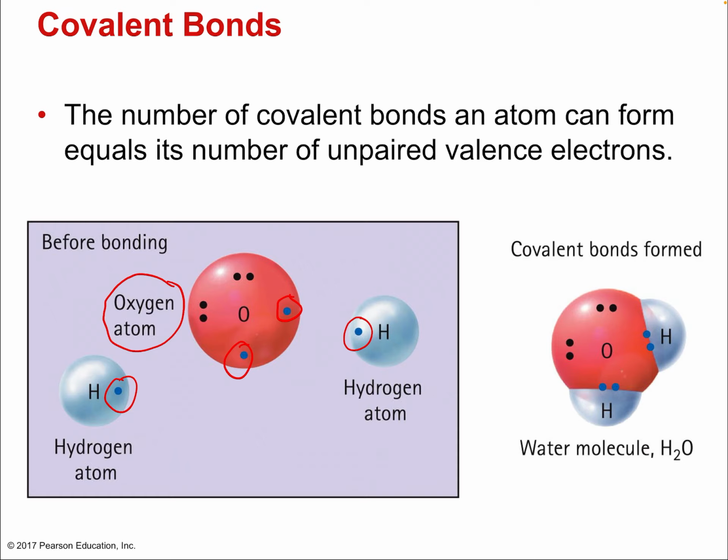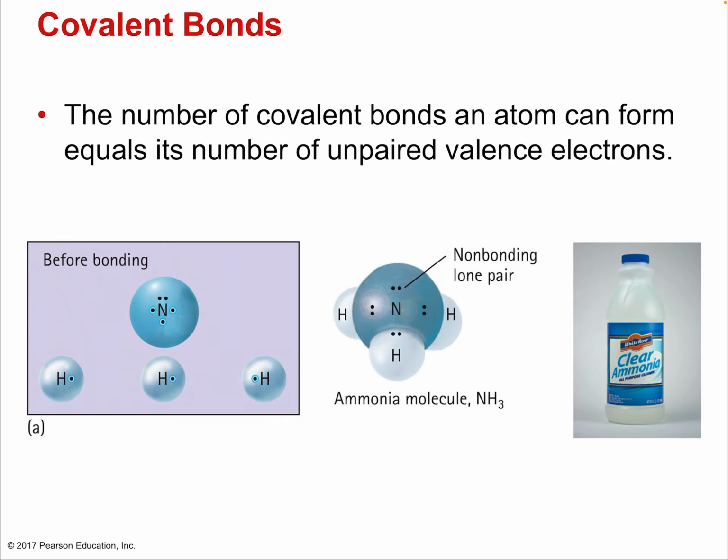So then we can take those two hydrogens and the one oxygen and pair up. Shown here in blue, we have two covalent bonds because we paired up both of the unpaired electrons, and we got ourselves a water molecule. Excellent. Covalent bonds formed a water molecule, H2O.